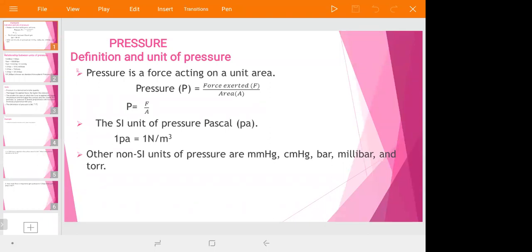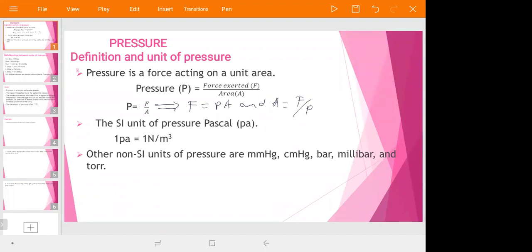The symbol of pressure is P. Therefore, P is equal to F over A. From this, force is equal to pressure times area, and area is equal to force over pressure. So if two of them are given, you can find the third one.